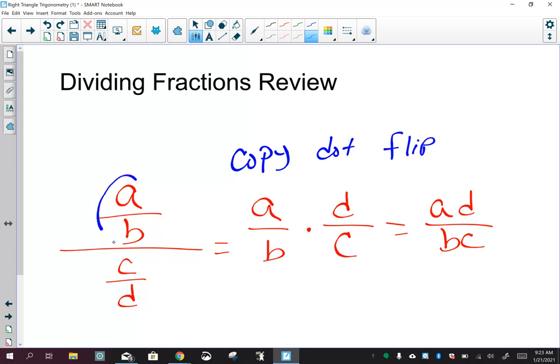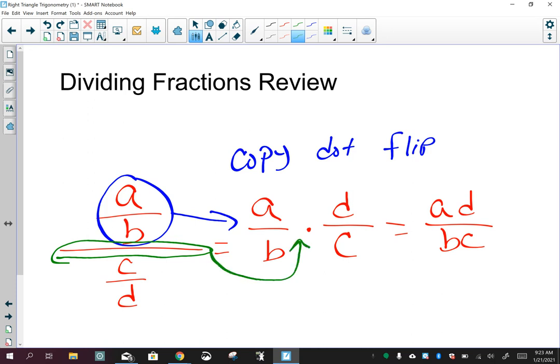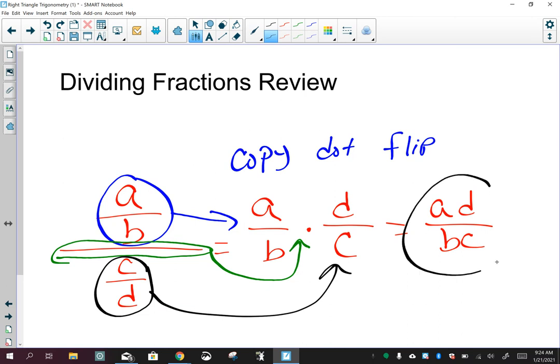So you're going to copy the numerator. Then you're going to take this division sign that's right here, and that becomes a dot. And then you take the denominator and you're going to flip that. So that's where the copy dot flip comes from. And then when you do that, you wind up with this, because then you just multiply straight across. If you want to cross cancel, you can. If you don't want to deal with that and you want to deal with it later, you can do that too. Either way is correct.